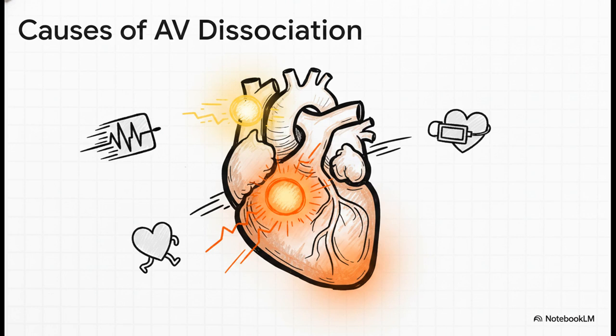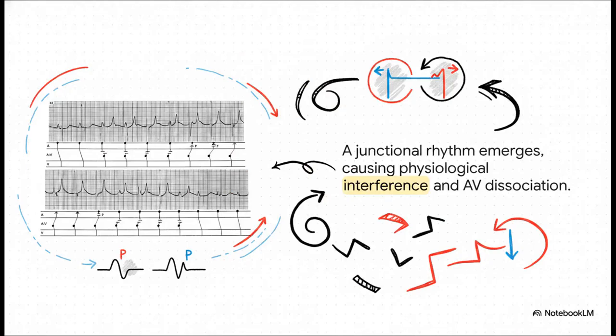The unifying principle here is that there's a lower pacemaker, either junctional or ventricular, that is sped up to a rate that's similar to, or even faster than, the sinus rate. This creates a kind of physiological competition for who gets to control the ventricles. So let's go back to our very first ECG.